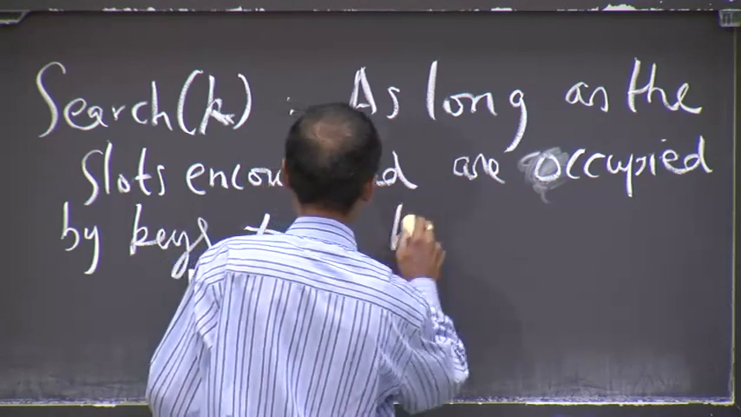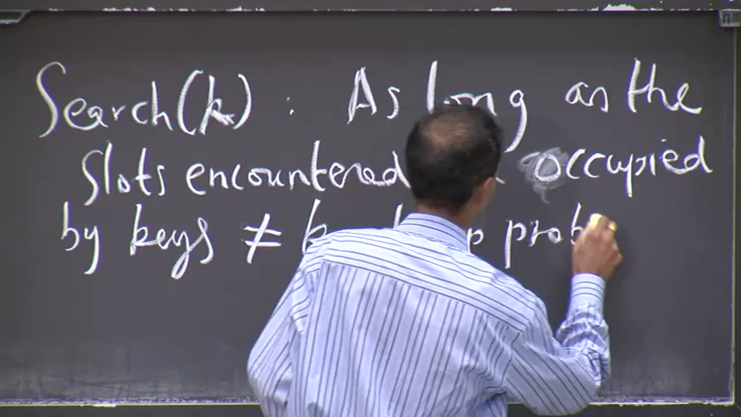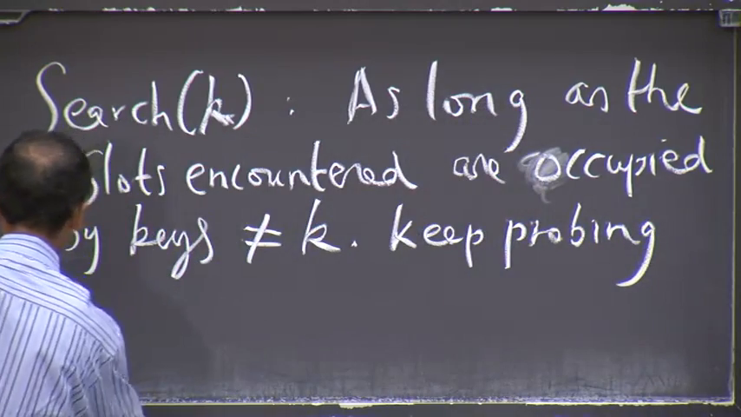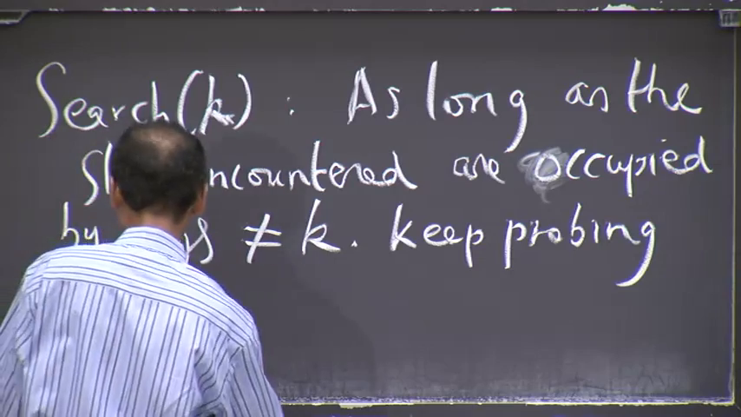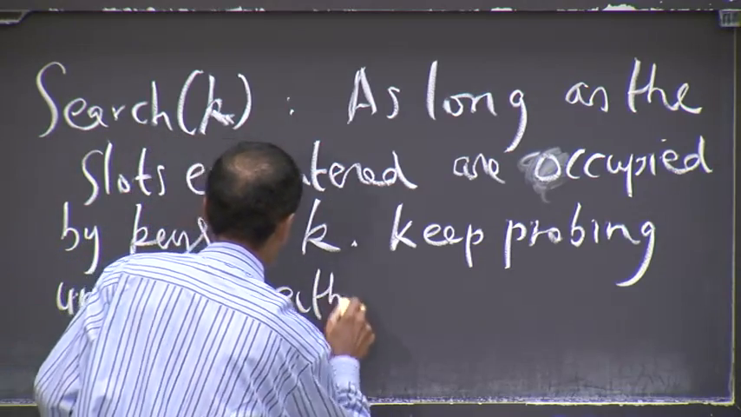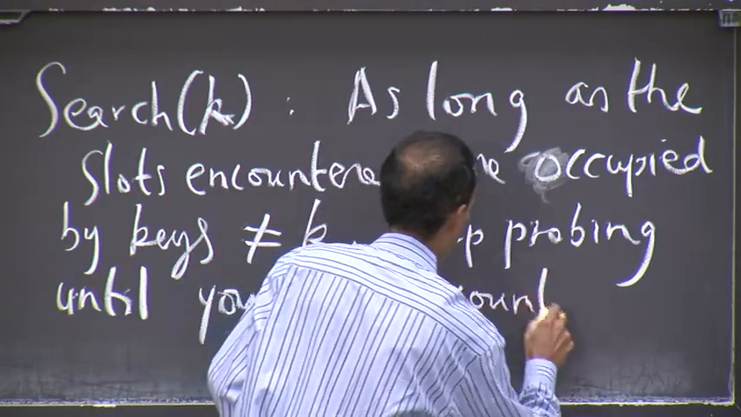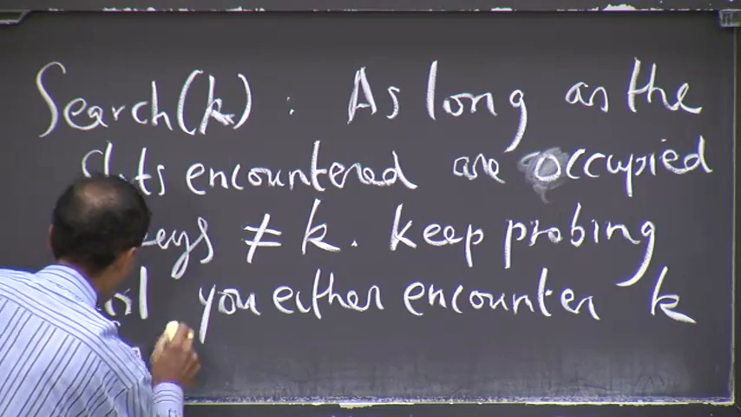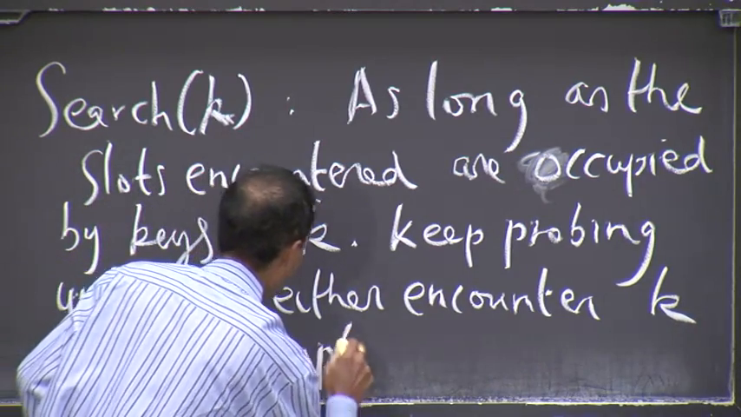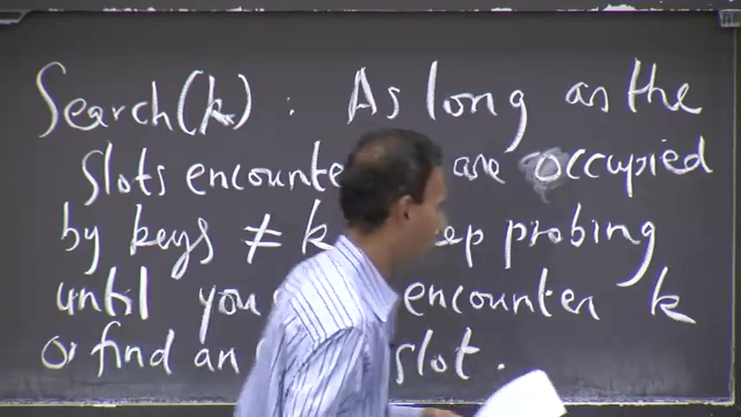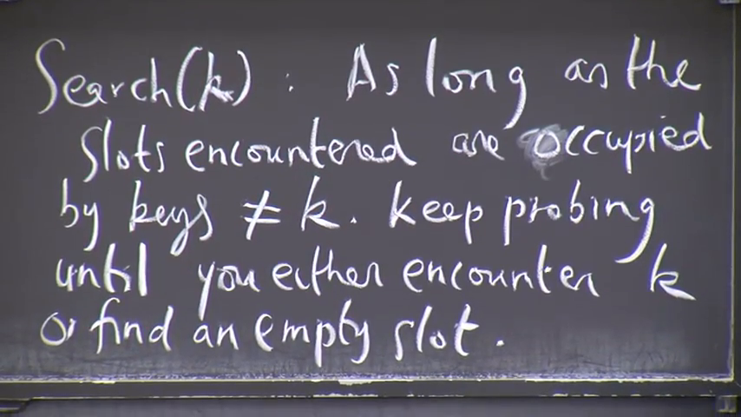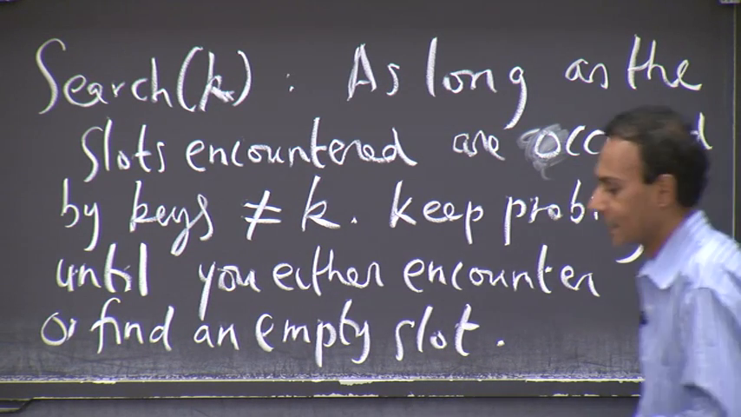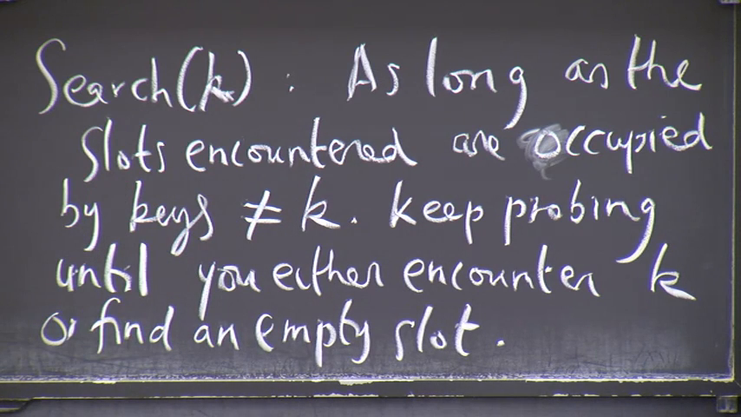And we keep probing until you either encounter k or find an empty slot. And this is the key, no pun intended, notion, which is that when you find an empty slot, it means that you have failed to discover this key. Right? You failed to... yeah, question back there.